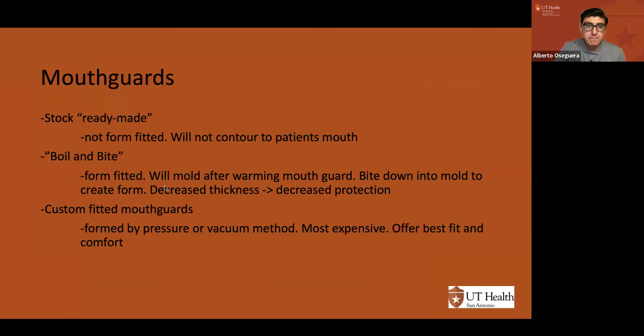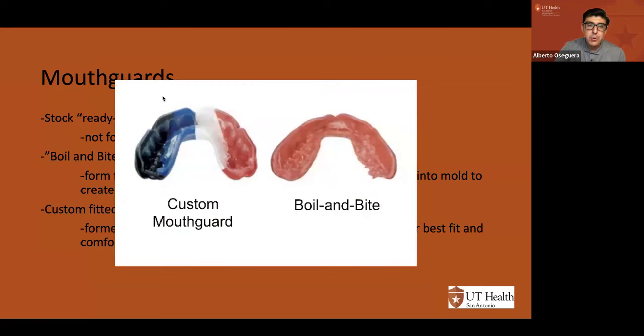The other ones are these boil and bite or custom fitted mouth guards. So the boil and bite is a material where you put it in hot water and it starts to soften up, and then you bite into it and it molds to your teeth. Those are a little bit better, but when you actually bite into the mouth guard, they can become thin, as you can see in this part of the mouth guard, and they're not very protective. For some reason, athletes really like these, I think more for the convenience, because they get lost very frequently. So just caution athletes that when they are making the mold to maybe not bite down as hard, or make sure they're centering the mouth guard appropriately to avoid thinning in certain areas.